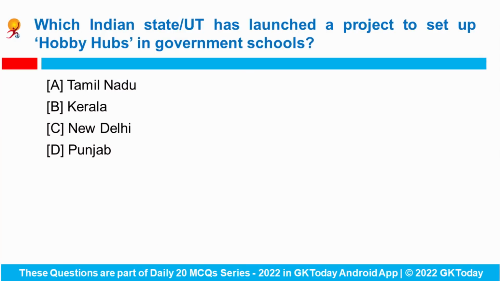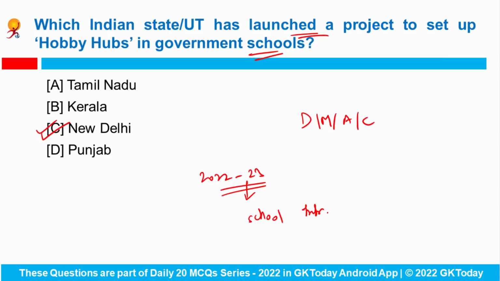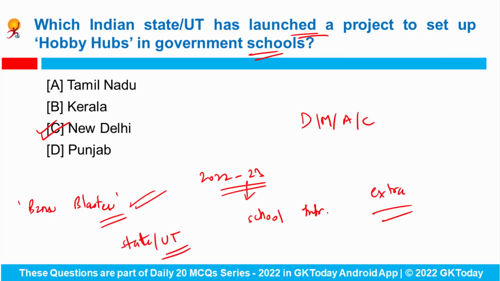Okay. Next question. Which Indian state or union territory has launched a project to set up hobby hubs in government schools? So Delhi government has decided to set up the hobby hubs in the government schools, and it includes after school dance, music, arts and craft activities. So for the year 2022 to 23 academic session, this project will be implemented in single shift government schools, and the project aims to make optimum use of school infrastructure and to use it after school hours to promote extracurricular activities. Okay. You have to tell me the Business Blaster program is an initiative of which state or union territory?